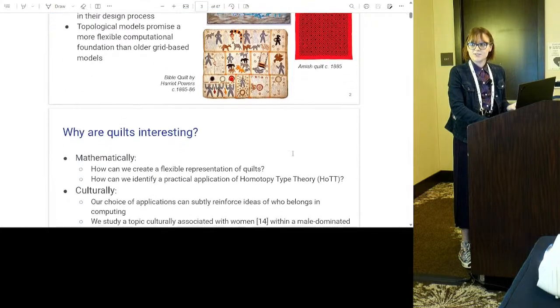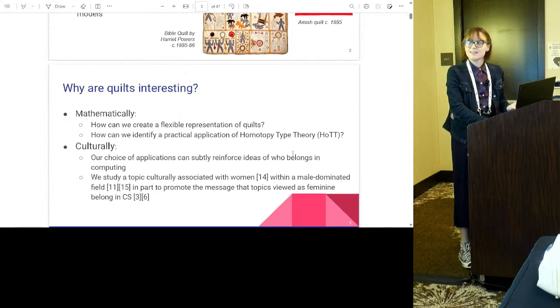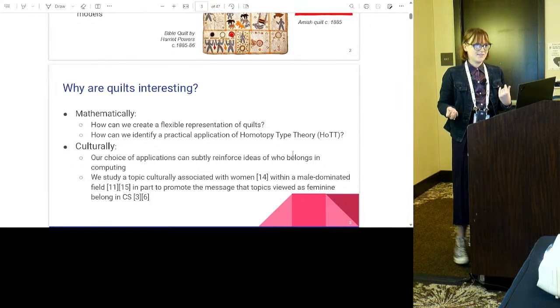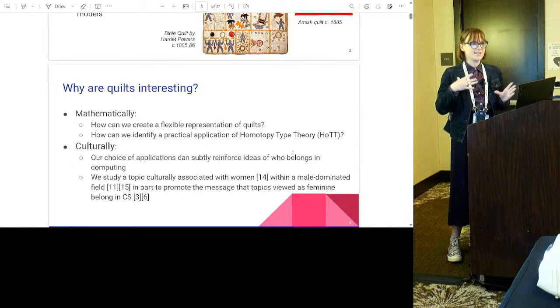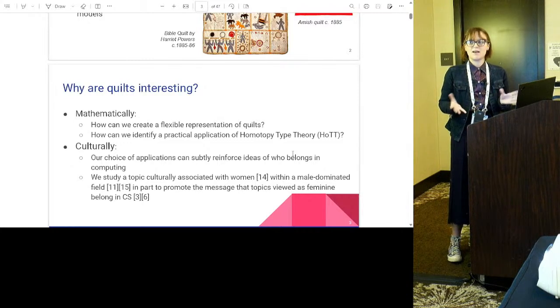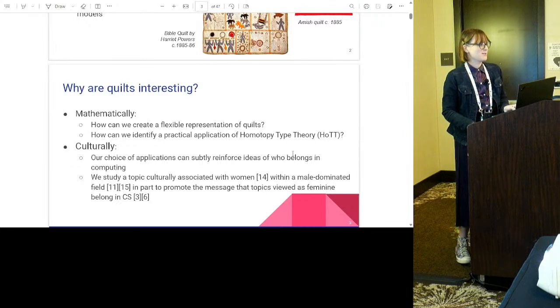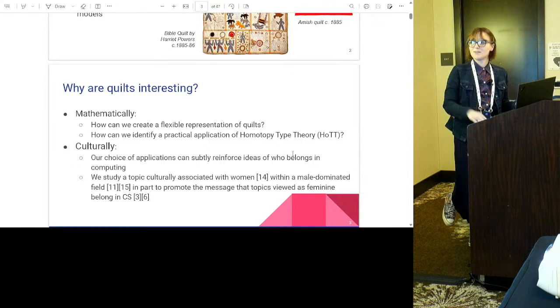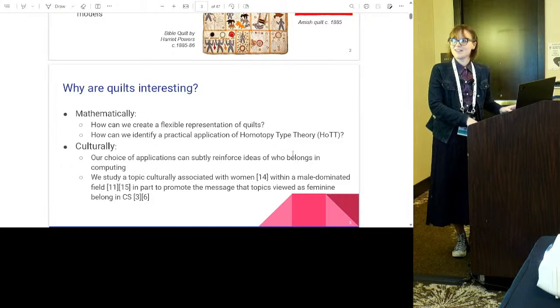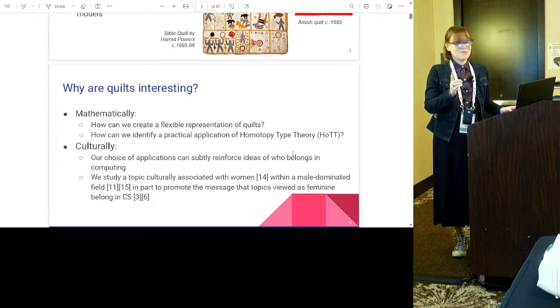So why are we interested in quilts specifically? Because mathematically it's hard. You think about solving geometry problems, and that's really hard math to do. And this might actually, on the other side of things, be an actual practical application of homotopy type theory, which I believe we are still looking for. I think we're still looking for a use for it. So maybe this might be one.